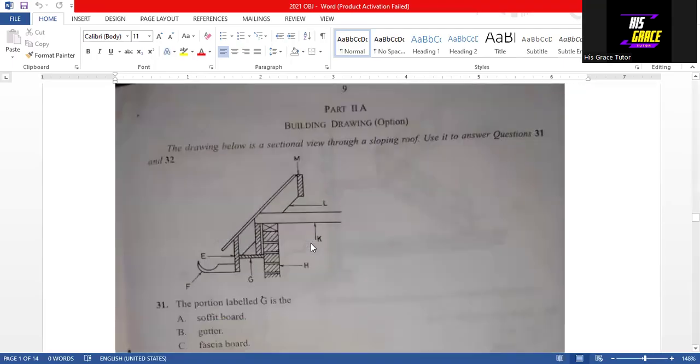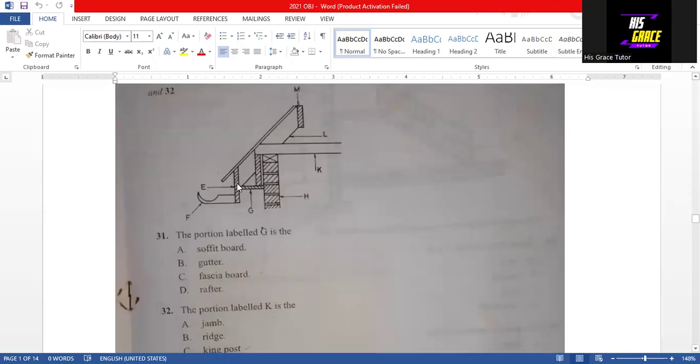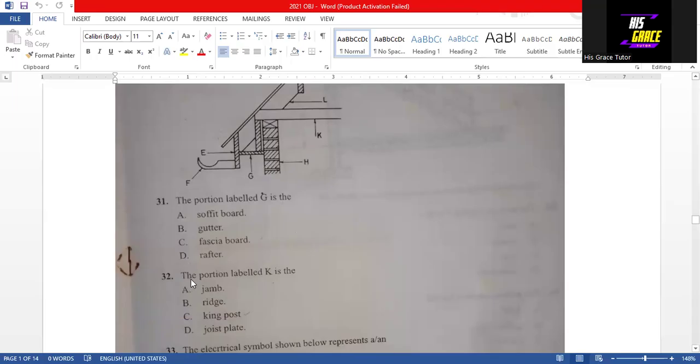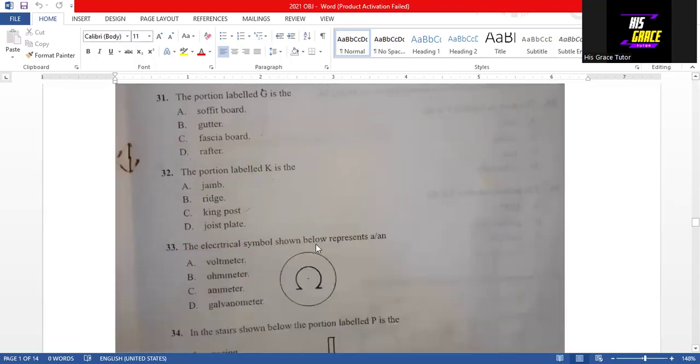Question 31 here, we are using this diagram to answer questions 31 and 32. 31 says that the portion labeled G is the soffit board. That is option A. Then question 32 says that the portion labeled K is the joist plate, but supposing we have tie beam here, I would have chosen tie beam. But I'll go with joist plate. Then question 33 says that the electrical symbol shown below represents an ohmmeter. That is option B.